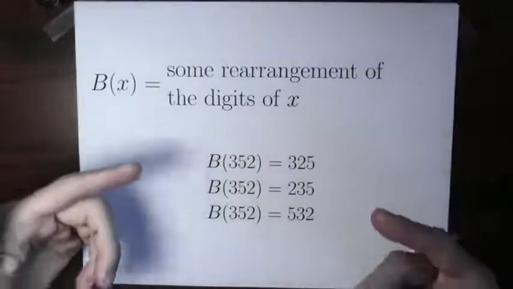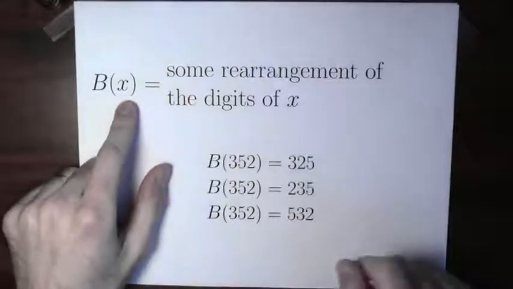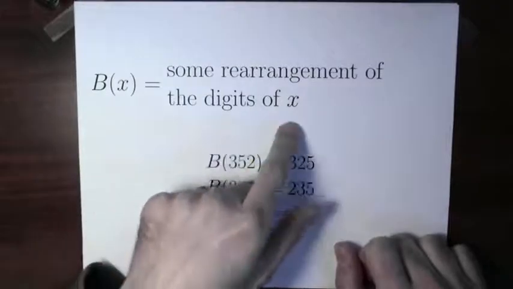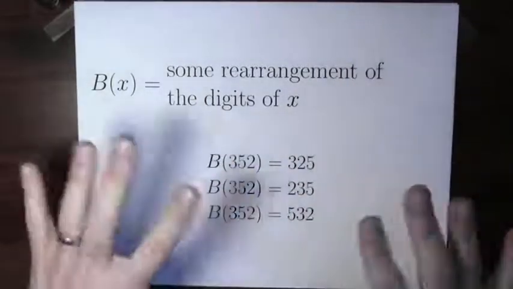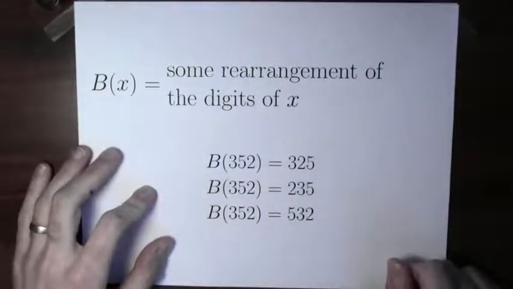So we can use English to define a function, but you've got to be careful, right? Sometimes when you write down a definition of a function, you might write down something that's more ambiguous than you intended. So let's try to define a function, just making this stuff up. I'll call the function b of x for bad. And I'll say that the value of b of x is some rearrangement of the digits of x. And it's okay that I'm using English to define my functions. There's nothing wrong with that. But this definition is too ambiguous to be the definition of a function.